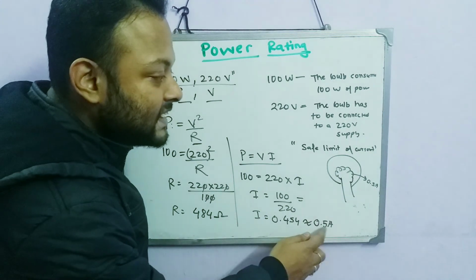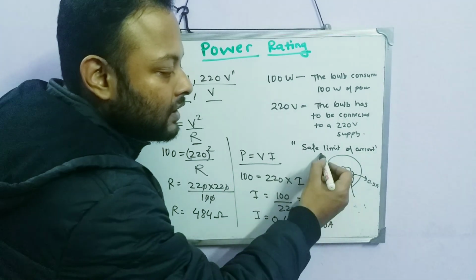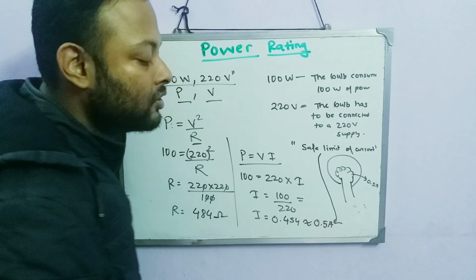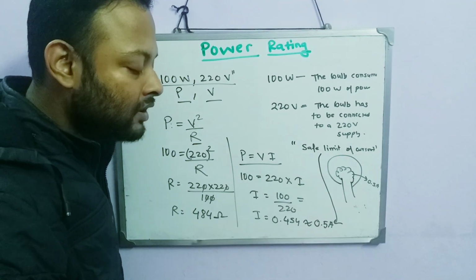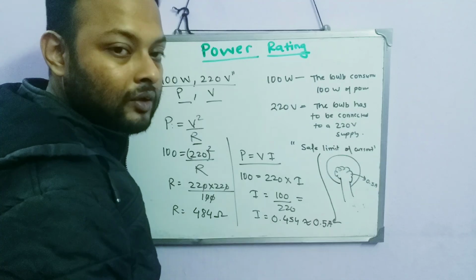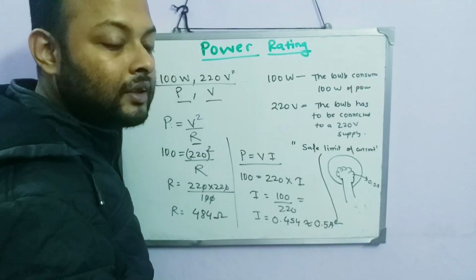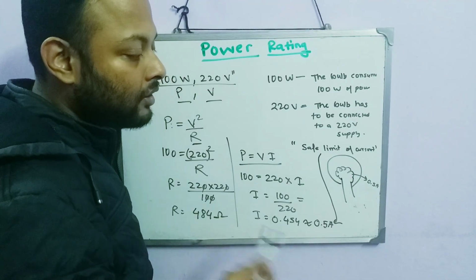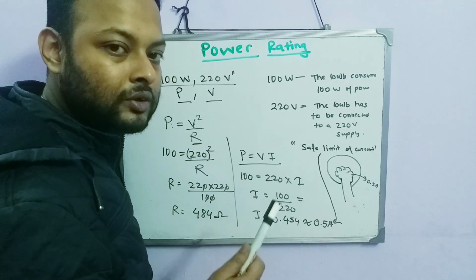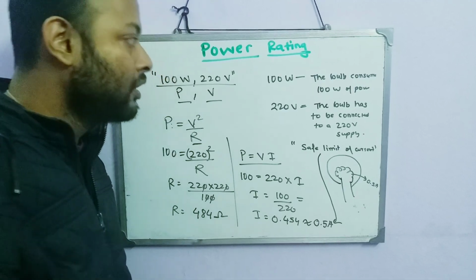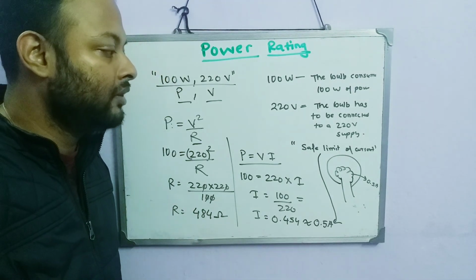So this is the safe limit of current. I told you, safe limit of current. So the safe limit of current is 0.5 ampere. So your current shouldn't exceed beyond this value. If it exceeds, then due to heating effect, the coil will burn and the bulb will fuse off. So we have to change the bulb after that. So this is the power rating.